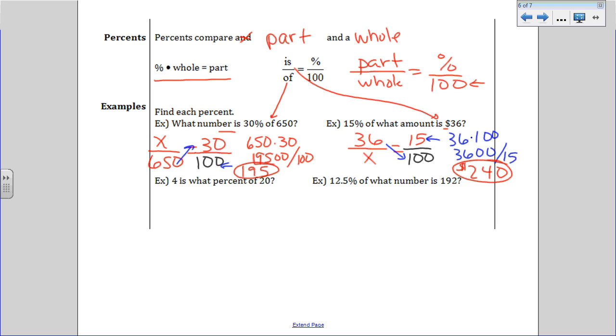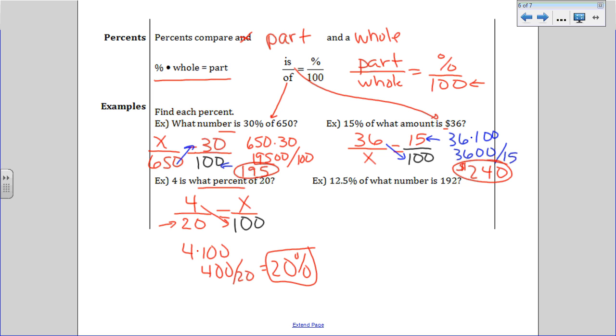The next one says 4 is what percent of 20? I don't know my percent, so this is going to be where my X goes this time. But once again, 100 is always in there. I'm taking 4 out of the 20, so hopefully you guys know to write that as 4 over 20. But once again, you've got that keyword of in there telling you to put it in the denominator. I can do 4 times 100. We're going to cross multiply, and that's 400. And then you're going to divide by the 20. So 400 divided by 20 should give me 20. What's my label going to be? Well, it says what percent. So I know I'm labeling it with 20%.